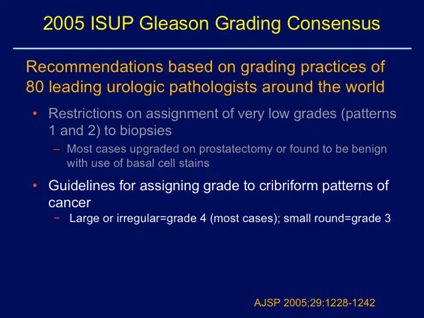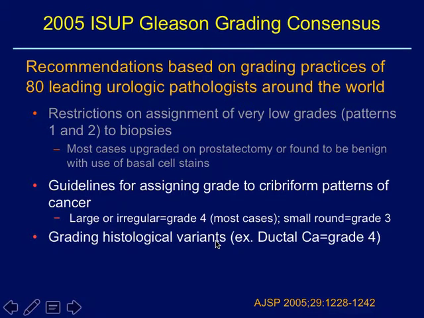So we also discussed the cribriform issue, but we couldn't come to a consensus on it because really nobody had any data on it. And so it was left that if they're large and irregular and nasty looking cribriforms, we'll call them grade 4, but if they look small and round and not so nasty, we'll call them 3. Boy, that leaves a lot of interpretive ground in there. So we'll come back to that in a minute. We talked about grading histological variants. I won't talk about this too much today.